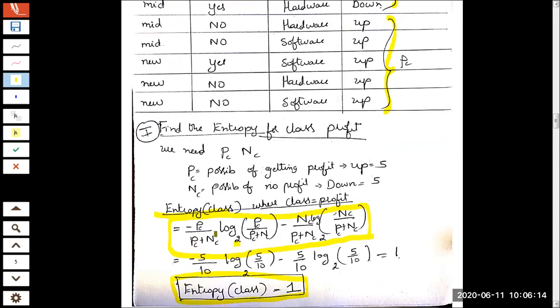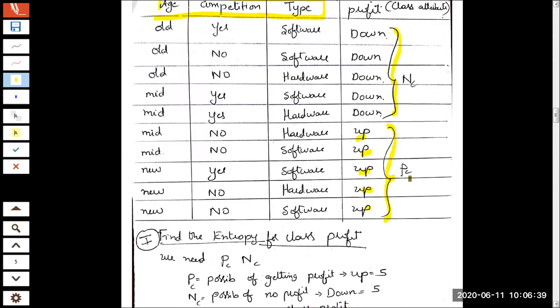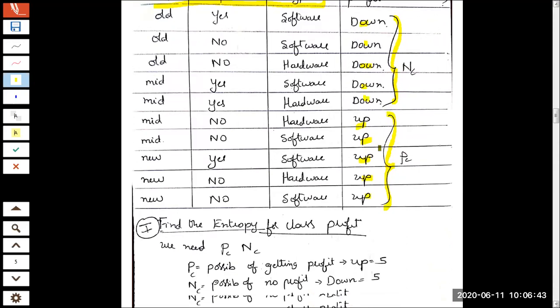So just count the number of instances of PC and NC and substitute the values here. If you count, you can see how many instances of PC you have. It is 5: 1, 2, 3, 4, 5. That is what you have in the numerator. Next, the denominator is PC plus NC. PC is 5, NC is also 5: 1, 2, 3, 4, 5.